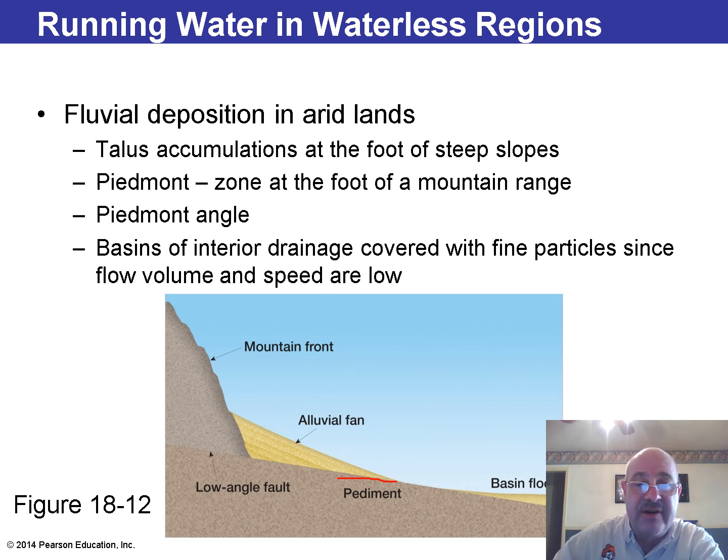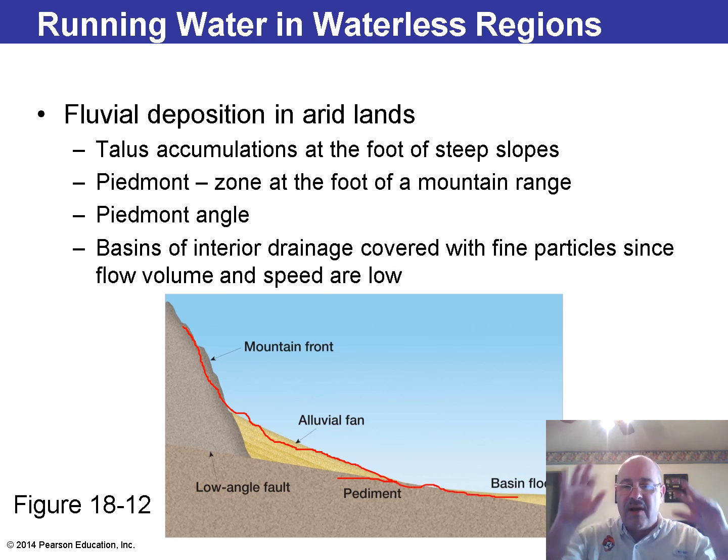The basins of interior drainage are covered with fine particles as flow, volume, and speed are low. So again, we come off, we've got a lot of gradient here. We discharge, here we go, boom, we're losing some of this stuff as it starts to flatten out, and then it gets flat, and the flatter it gets, the slower the water is going to go, and all those sediments start falling out by size and by weight, right?